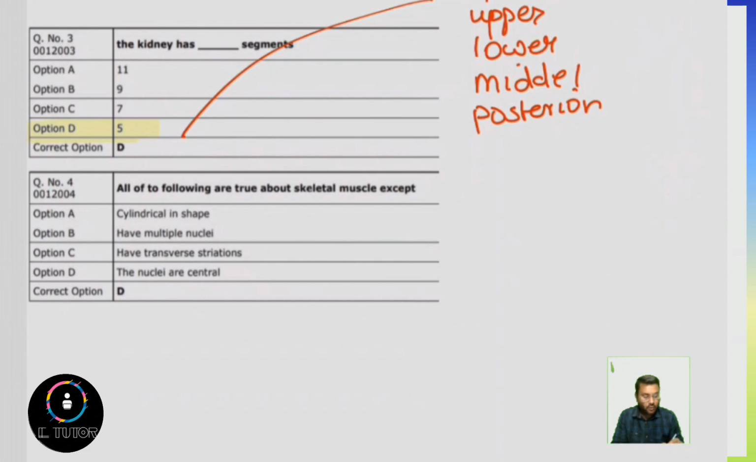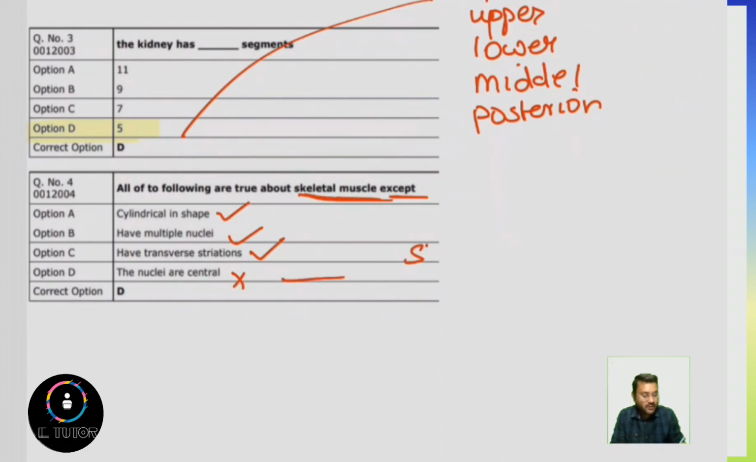All the following are true about skeletal muscle except. So skeletal muscle has cylindrical shape. Yes, this is correct. Have multiple nuclei. Yes, a skeletal muscle can have multiple nuclei. Have transverse striation. This is also true. And nuclei are central. No, this is not true.